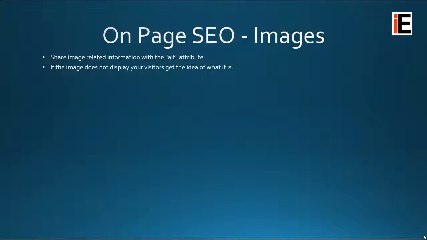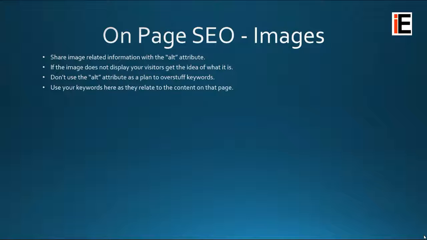If the image does not display, your visitors get the idea of what it is, and that's one factor Google likes because it makes your site pleasant on the eyes. If people can't see the image for some reason, they can at least know what that image was about. Don't use the alt attribute as a plan to overstuff keywords. You could put your keyword in there, but don't stuff it and use your main keyword multiple times. Use your keywords as they relate to the content on that page and whatever that page is about. It helps Google bring up images in Google image search as well.